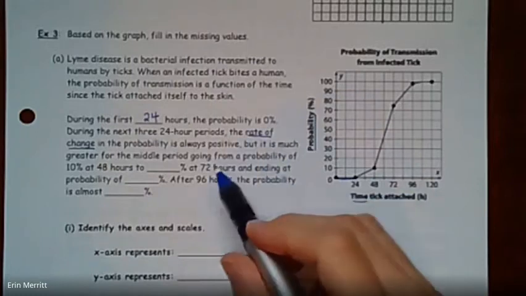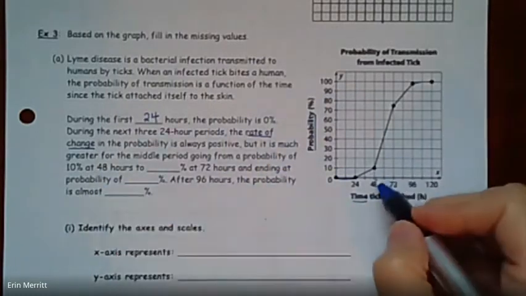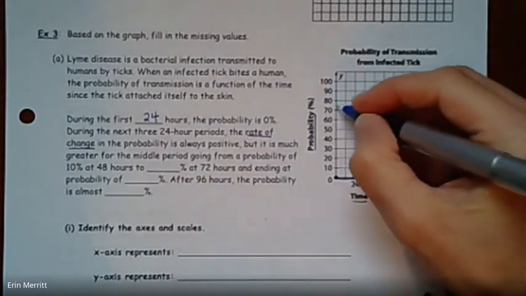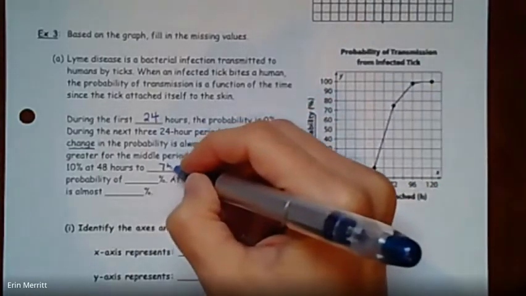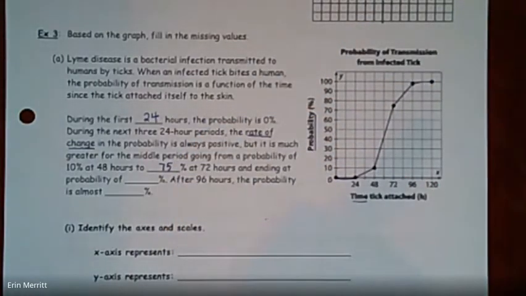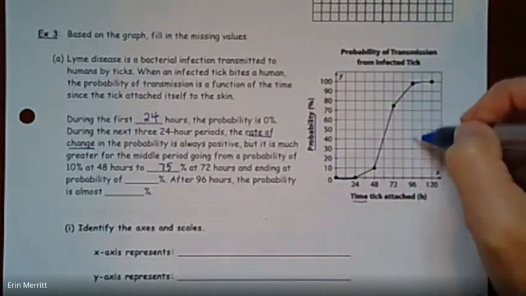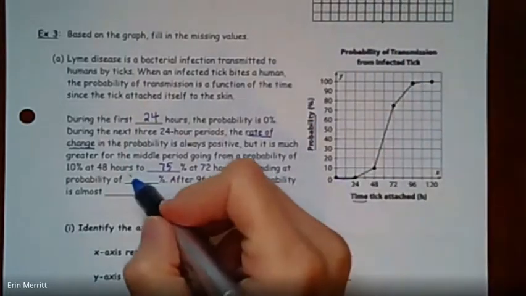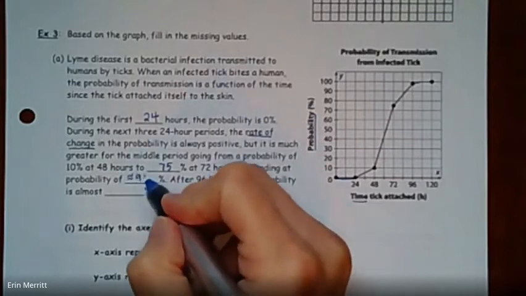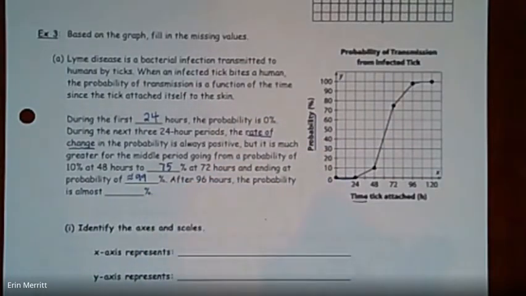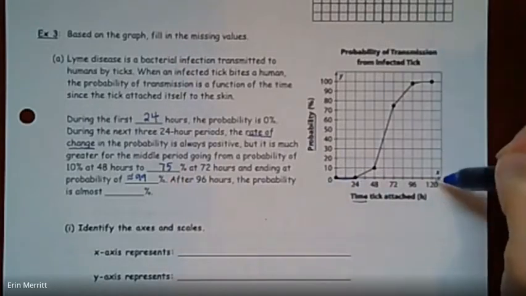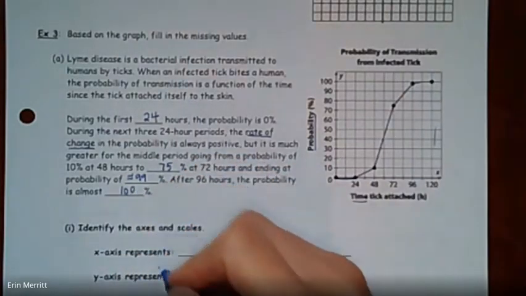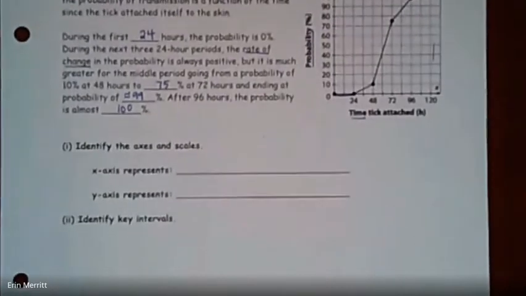But it's much greater for the middle period, going from a probability of 10% at the 48-hour mark to blank percent at the 72-hour mark. All right, so at 72 hours, I would say like 75%, something like that, right? And then ending at a probability of blank percent. So the last part right here, I would say maybe 98, 99, something like that. We can even go approximately, right? And then after 96 hours, the probability is almost what? Well, after 96 hours, it's essentially 100%, meaning it's going to be a guarantee, unfortunately, that you would end up with Lyme disease. So like I said, real uplifting.